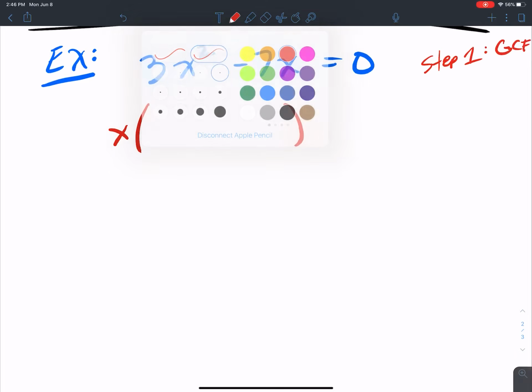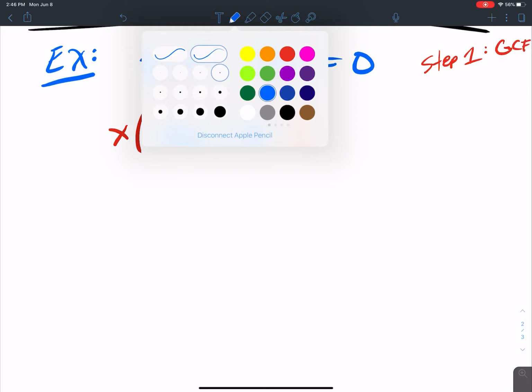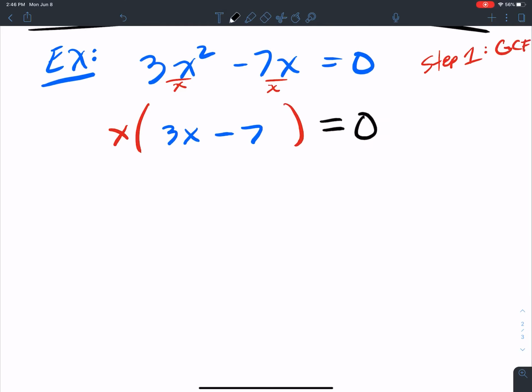If I factor an x out of each of these, what do I have left inside? I've got 3x and then minus 7. Okay? And then the rest, this is equal to 0. So I'm going to set each piece equal to 0. x equals 0 and 3x minus 7 equals 0.